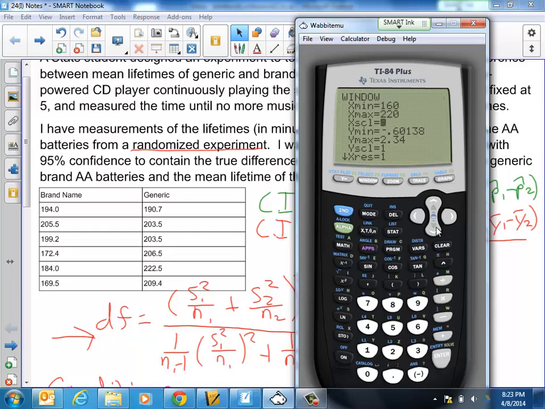Let's go back to window. Let's change the X scale to 20, and Y max, for the sake of safety here, so we can make sure that the tops of the bins are in the window, let's bump that up to 4. Let's see if that gets the job done. Let's graph this. And there we go. That's what worked out for me. Trace this, and we're going to reproduce the histogram on paper here.